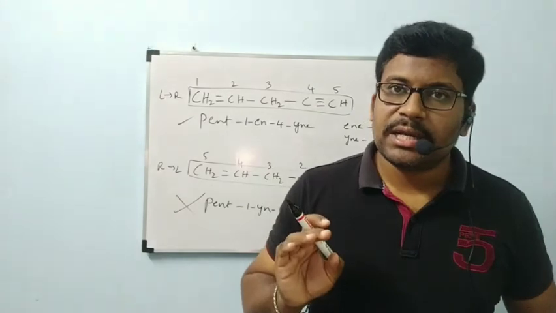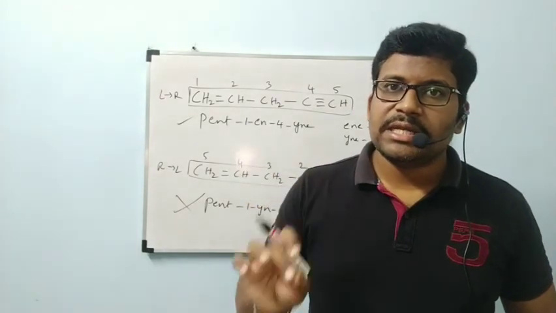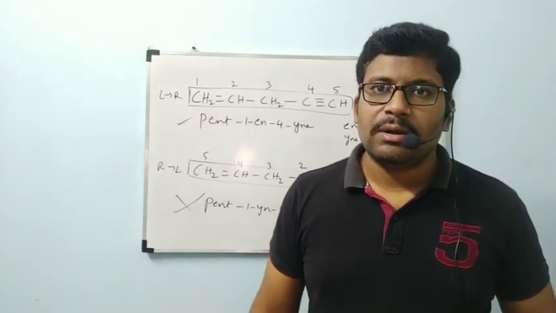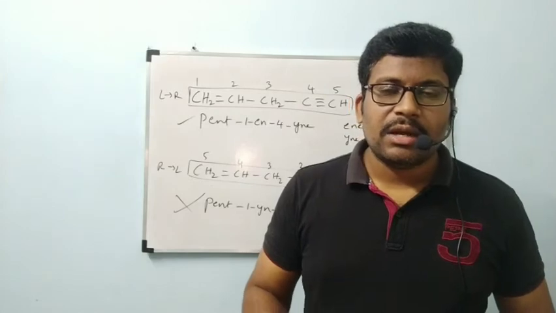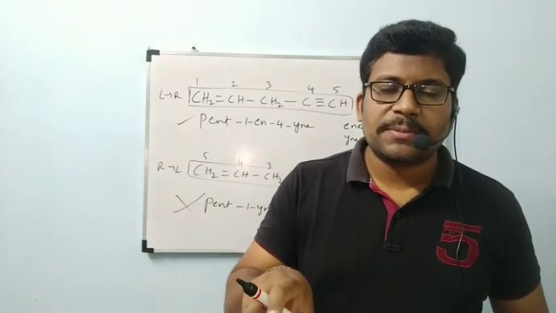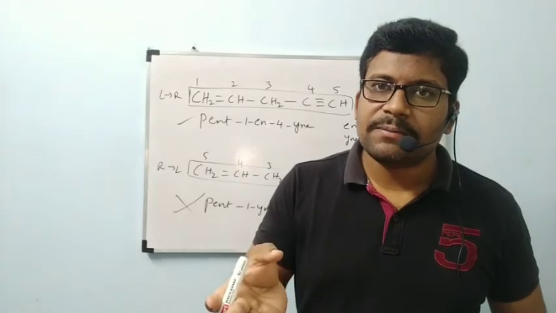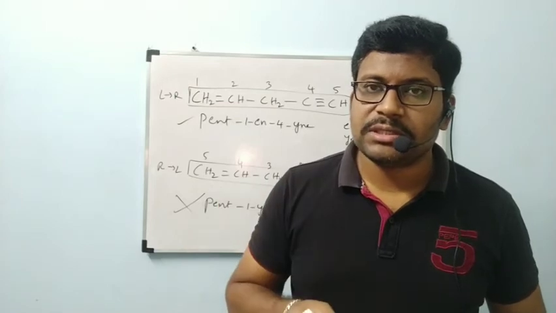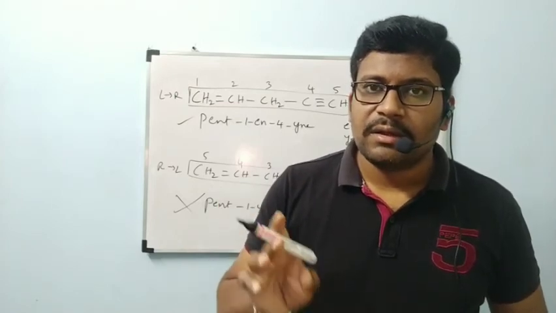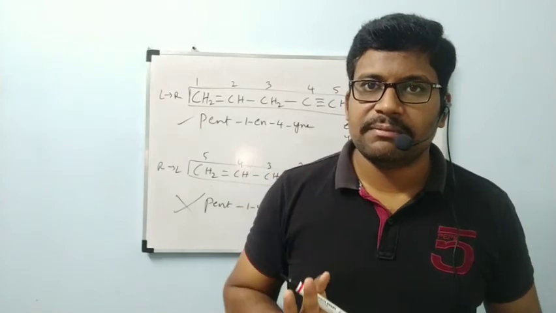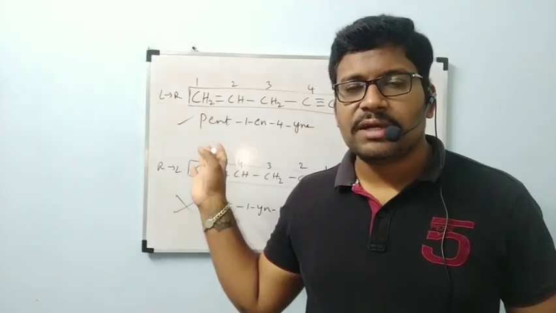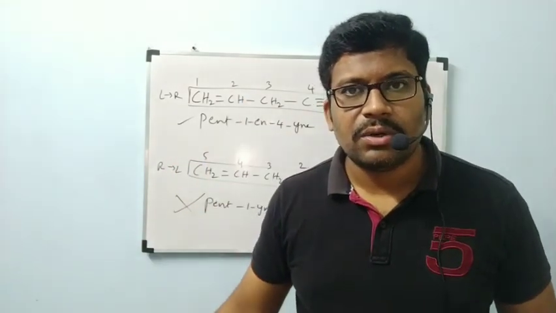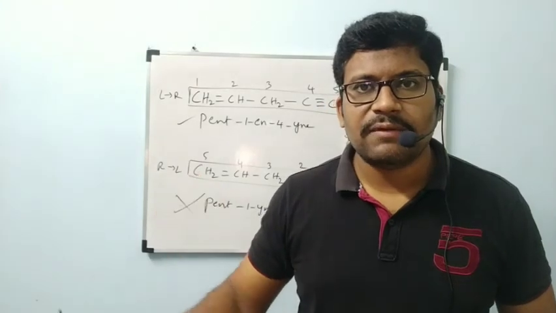When both are not equally important, whichever numbering gives the substituent the least number, we follow that. Next, when we have two substituents, again they can get the same position or different positions. If they get different positions, we follow the least number rule. If they get the same positions, we follow alphabetical order. Whichever alphabet comes first must get the least number. Same thing for double bond and triple bond also. Both are equally important, no chance we will give importance to any one.